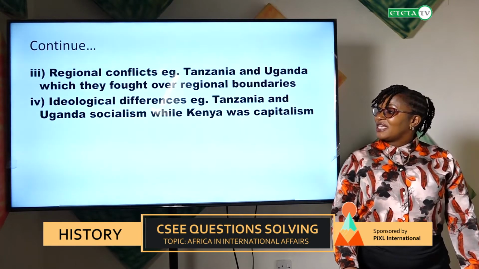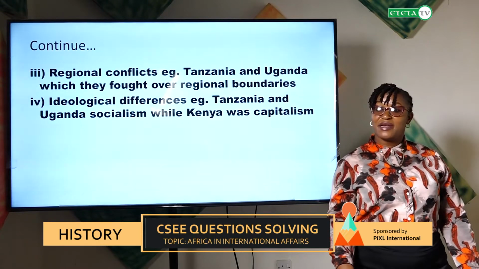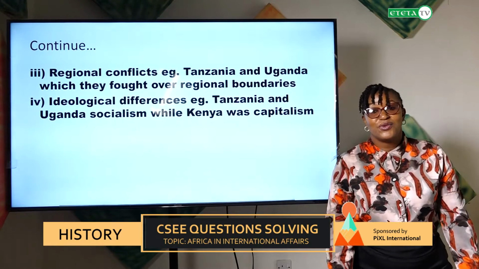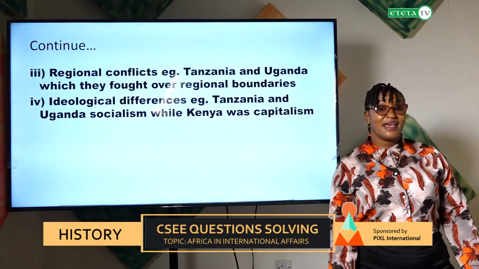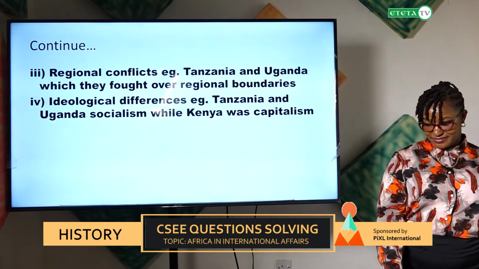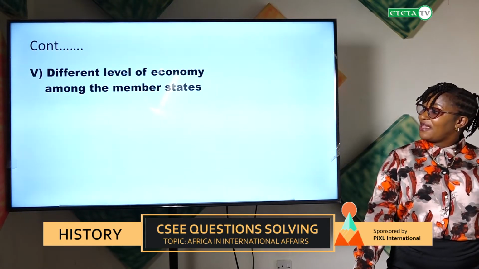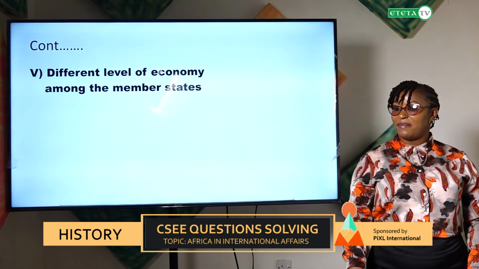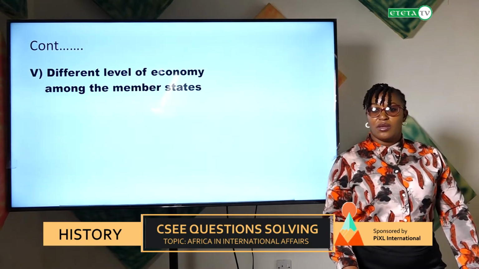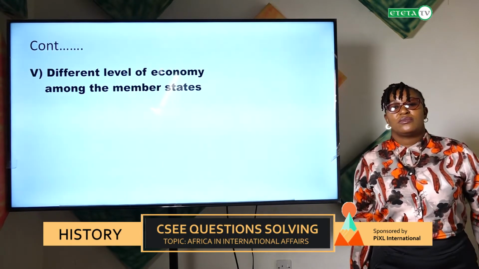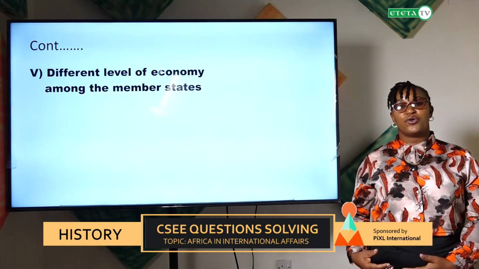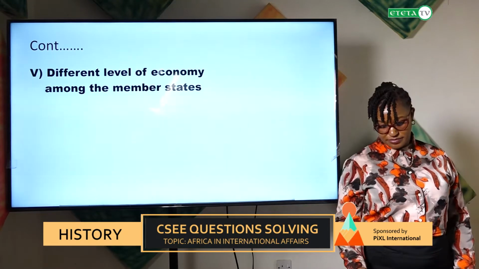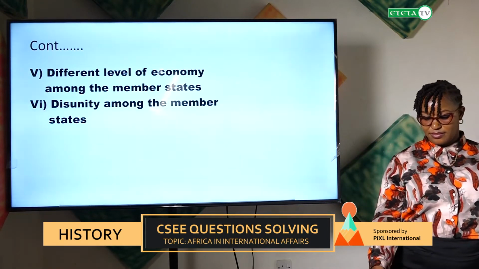Point number 4 is about ideological differences. Between those 3 countries, they differed. Tanzania and Uganda used socialism, while Kenya used capitalism. Point number 5 was about the different level of economy among the member states. Their economies were not equal, since Tanzania had its own economy, which you cannot compare to Kenya and Uganda.